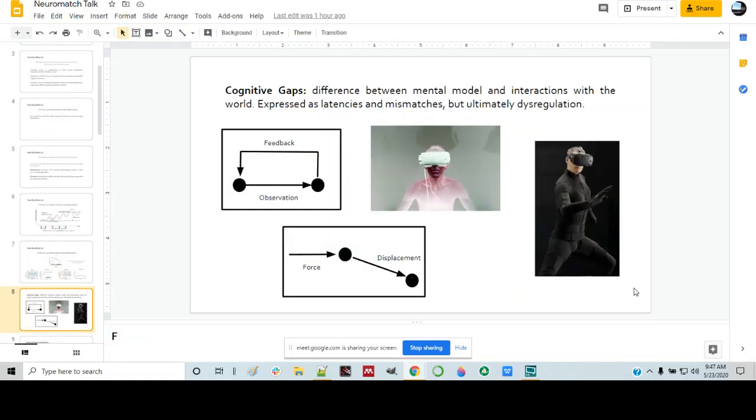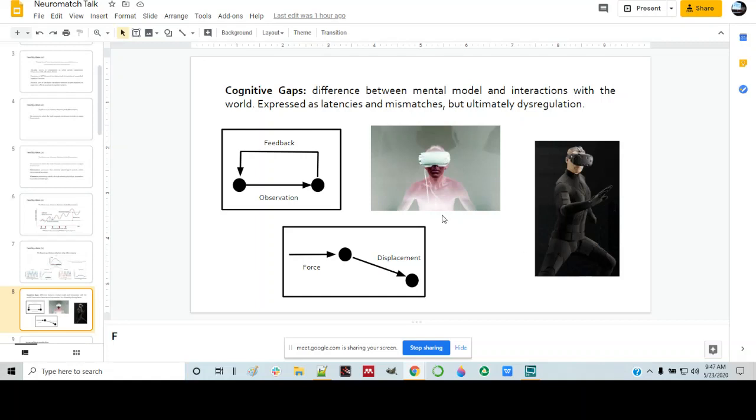So this leads us into a couple of aspects of virtuality which are important. One of these is cognitive gaps. When you're in a virtual environment, you experience something called a cognitive gap. This is the difference between your mental model of the world and the interactions with the world that you have, or the virtual world. These can be expressed as latencies and mismatches, but ultimately as a form of what we'll call dysregulation.